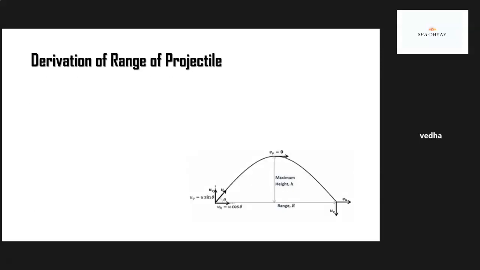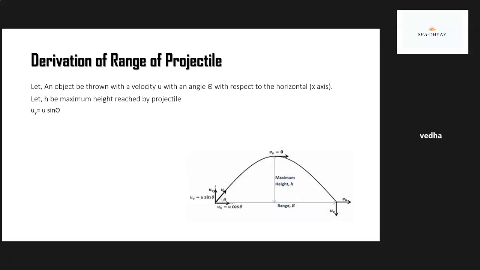Now we will derive maximum height of projectile. Let an object be thrown with velocity u with an angle theta with respect to the horizontal x-axis. Let h be maximum height reached by projectile. Now velocity along y-axis is equal to u sin theta. At maximum height, final velocity along y-axis is equal to 0. Acceleration along y-axis is equal to minus g.